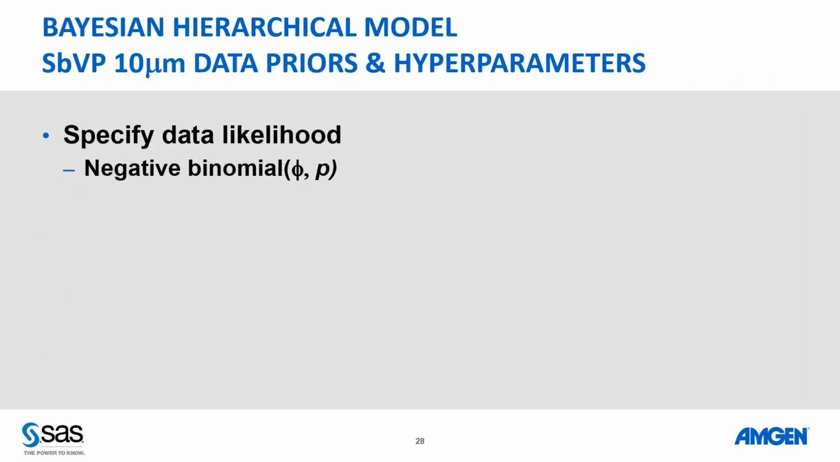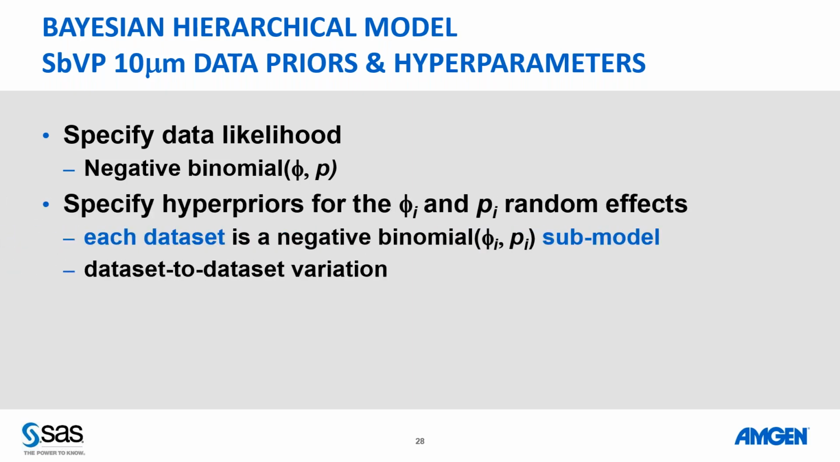Okay, so we're going to have to specify a likelihood. In this case, based on the knowledge that we have, that we're dealing with overdispersed count data, we use the negative binomial, same parameterization, phi and p. Now we're talking about hyperpriors, because you'll see a diagram with the different layers or levels of these.